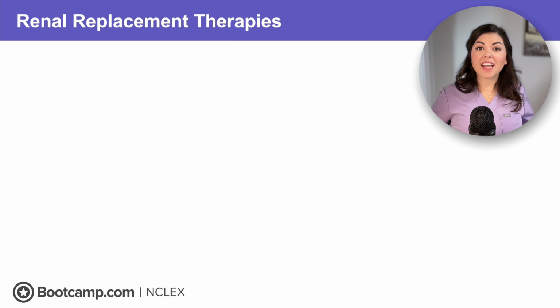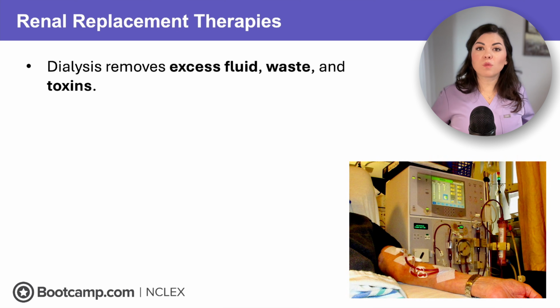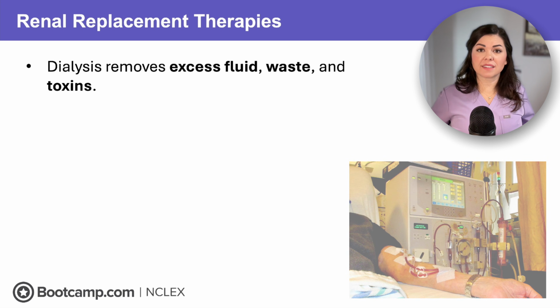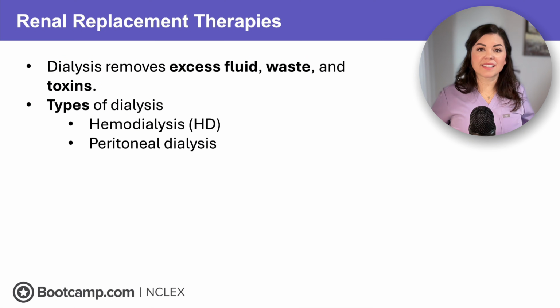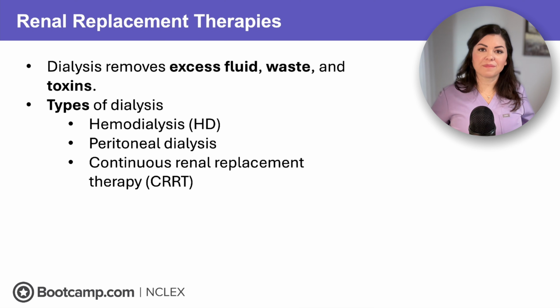So if diet and medications are not enough, we move on to dialysis or kidney transplant. Dialysis removes waste products and excess fluid from the blood when the kidneys stop working. So it acts as an artificial kidney to manage the condition. But remember, it does not cure the disease. So there are multiple types of dialysis. These include hemodialysis, peritoneal dialysis, and CRRT.